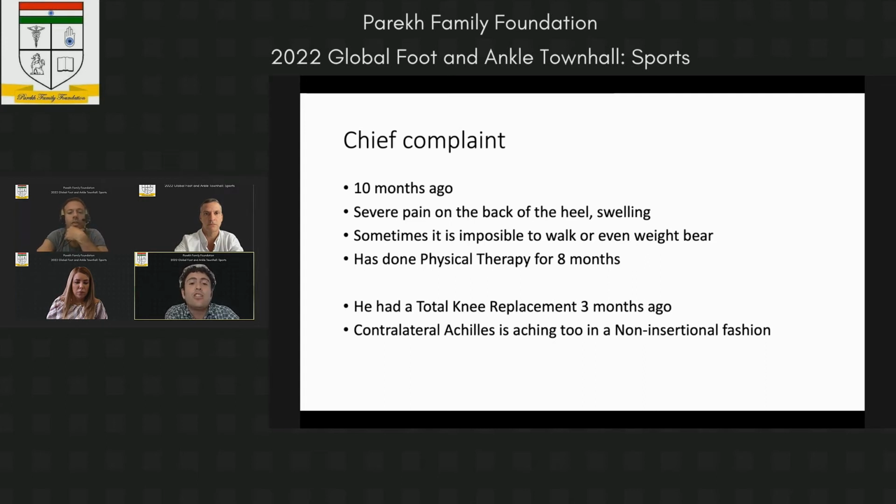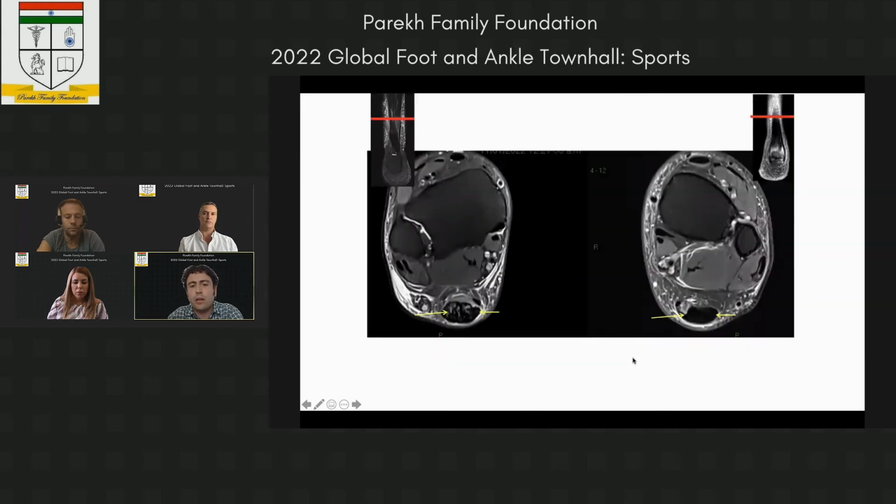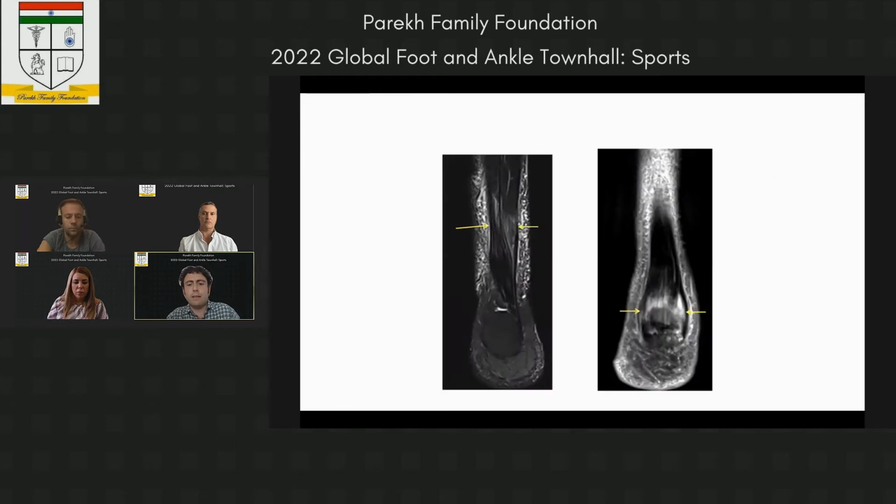This guy had a total knee replacement 3 months ago, okay? And also has a contralateral Achilles in a non-insertional fashion. So he's very, very limited. I like to share this. This is an MRI of bilateral ankles where you can see a non-insertional Achilles. And this is the Achilles we're treating now with bone edema, a very large bursa, and some degeneration of the Achilles. Here we can see it.